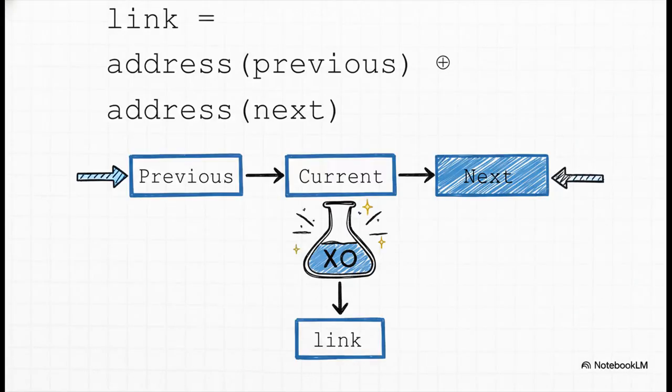And this is basically the magic formula behind it. The link for each node stores the bitwise XOR of the previous address and the next address. Then, to move through the list, you just XOR your current location with that stored link value, and it magically gives you the address of where you need to go next. It's an incredibly clever memory-saving trick, but yeah, it's definitely a bit more of a headache to implement.